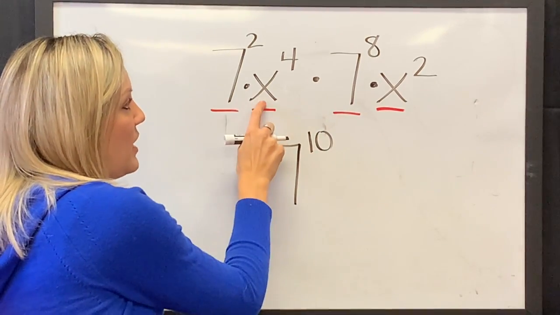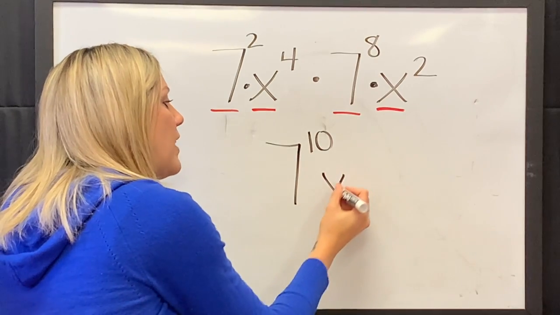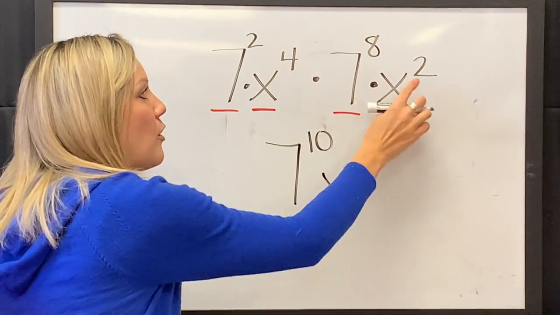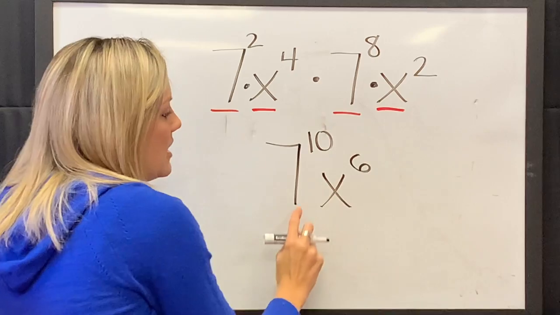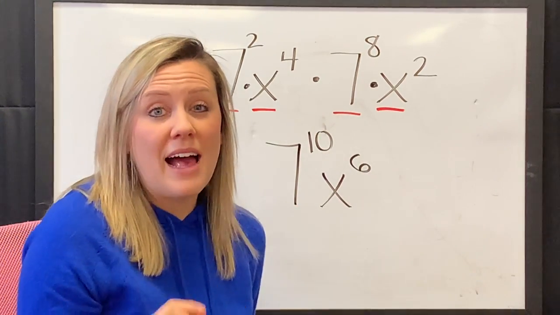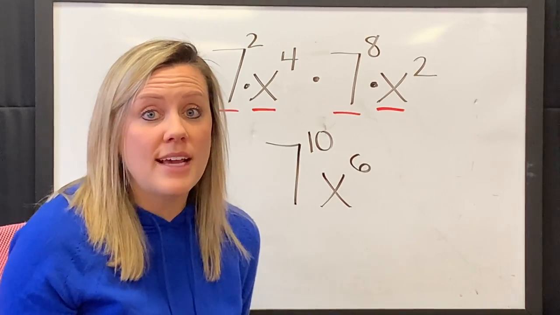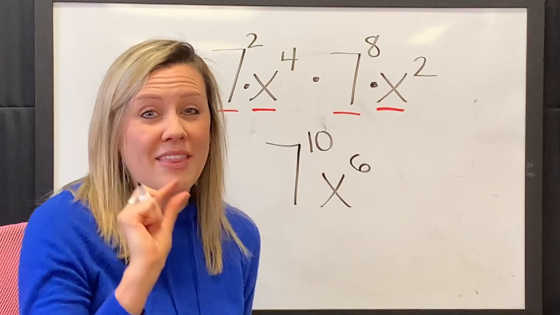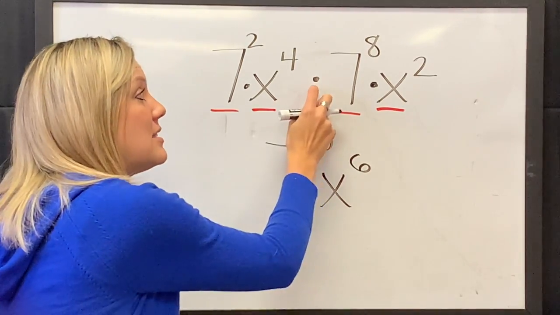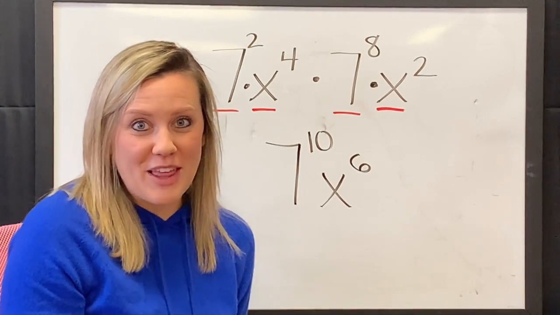Okay? Then we have x to the 4th and x squared. So I am going to write x to the 4 plus 2 is 6. So our final answer would be 7 to the 10th power, x to the 6th power. So remember, when your bases are the same, you just get to add the exponents, as long as this is a multiplication problem, okay? Let's do another one.